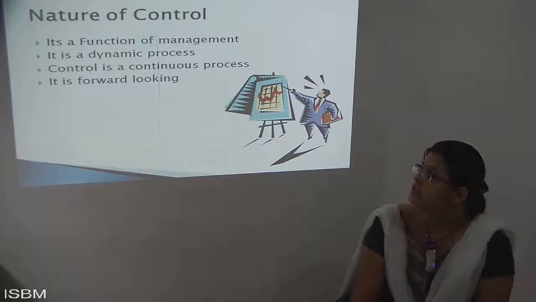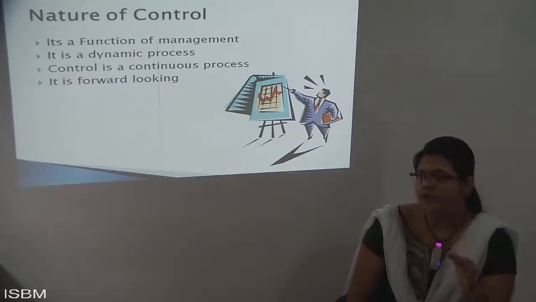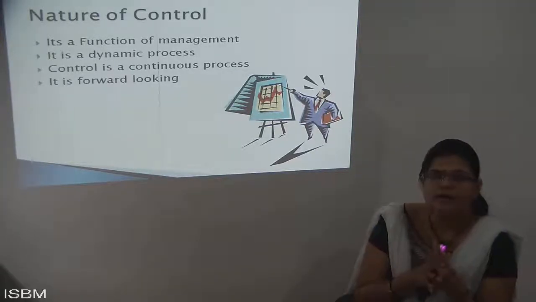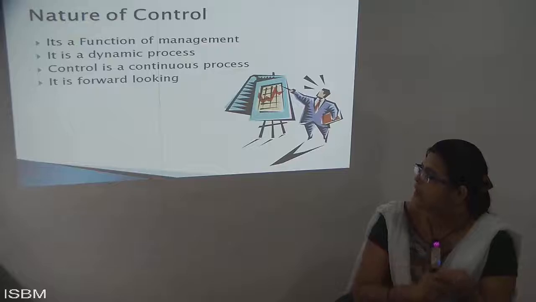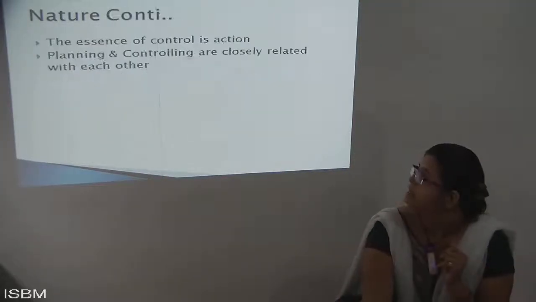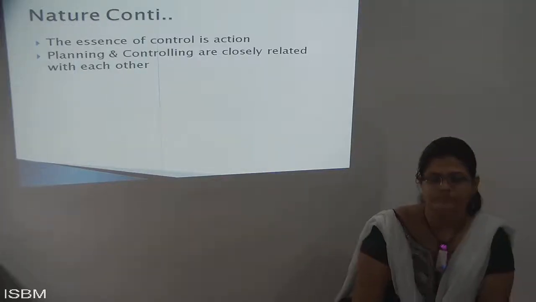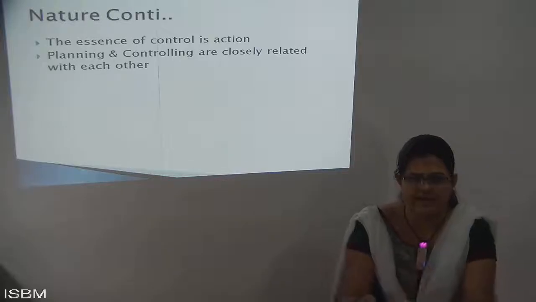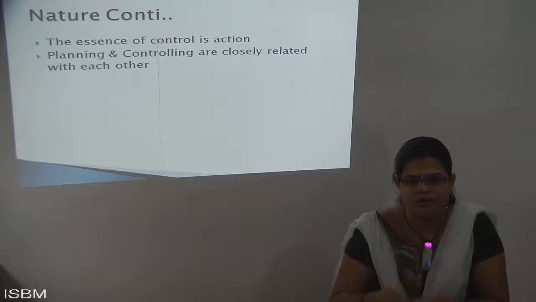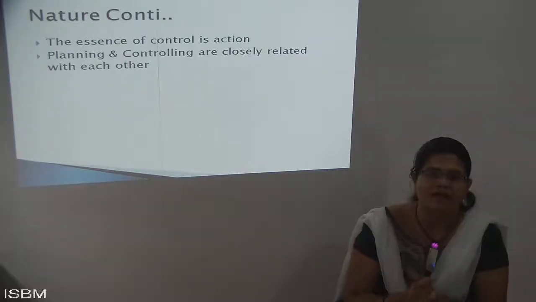So first, it's a function, one type of function of management. Next, it's a dynamic process, which has been said. Next, it's a continuous process. Next, it's forward looking, we are future oriented. Next, the essence of control is action. Action in the sense not here to fight someone or to create any kind of dispute. It has been said the essence of controlling is action.